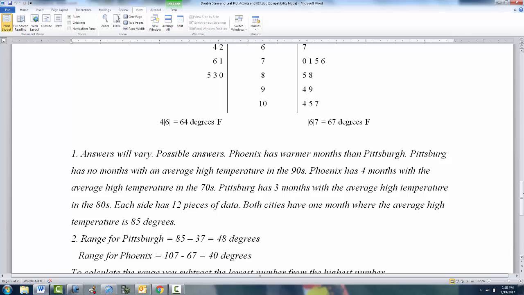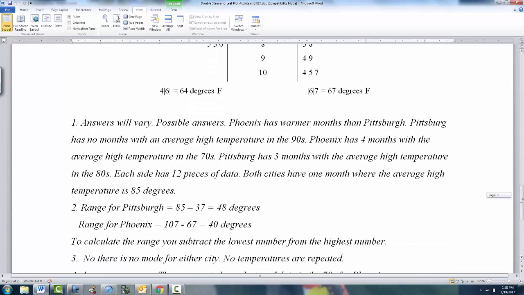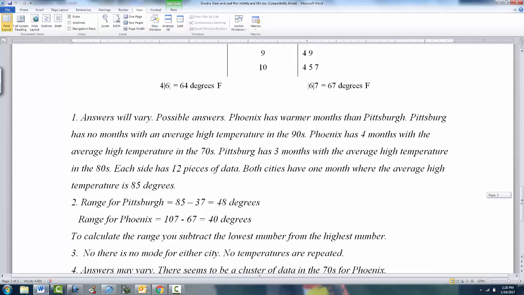All right, now, the next thing. What was the next thing we asked? Was there a mode? No. Why? What's mode mean? Most. Every temperature happens what? Once. Okay, so there is no mode for either city. No temperatures are repeated. What was the next thing? 4.